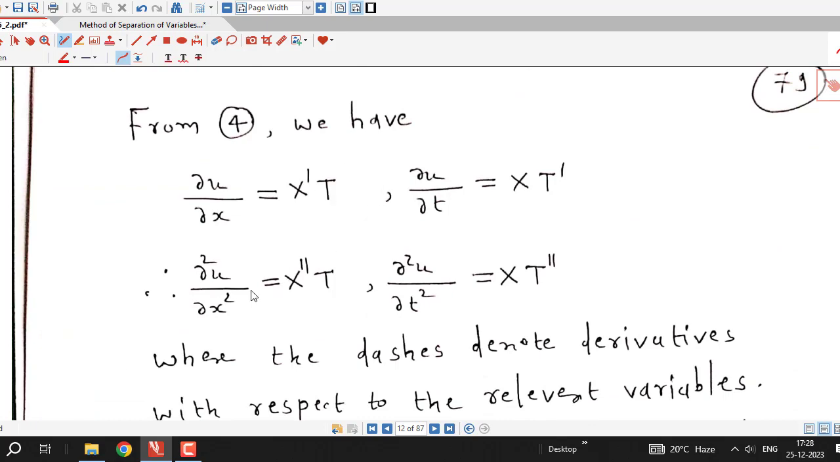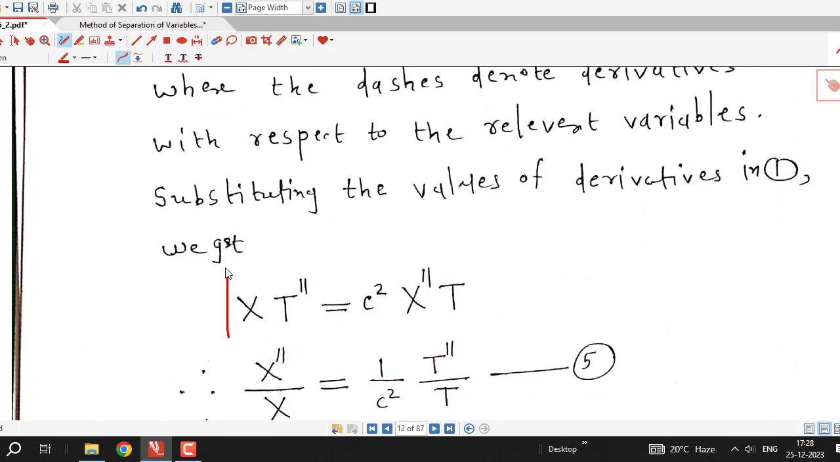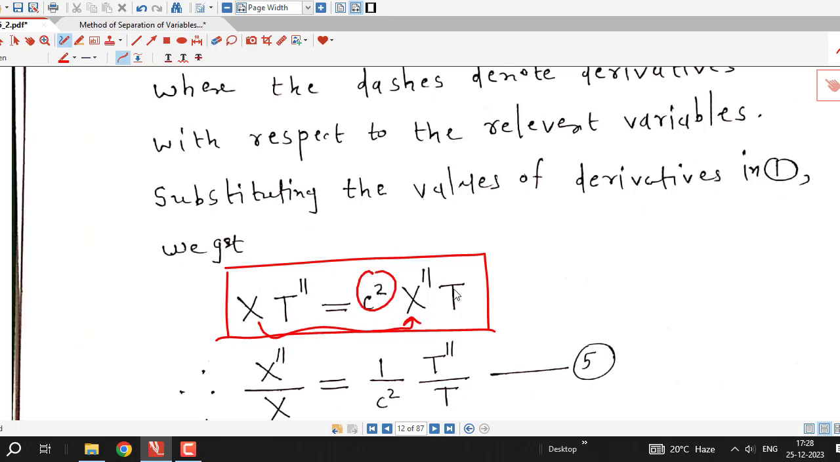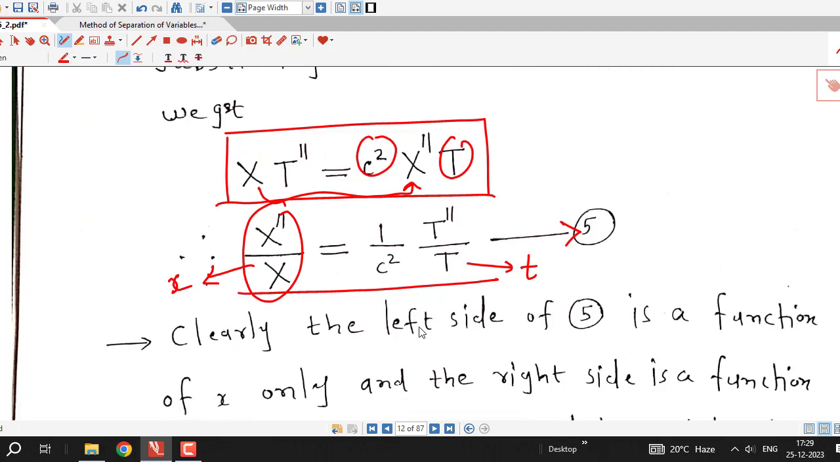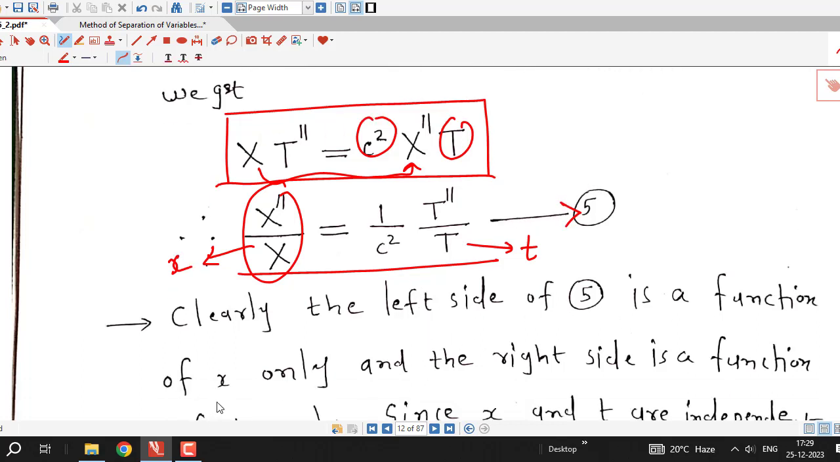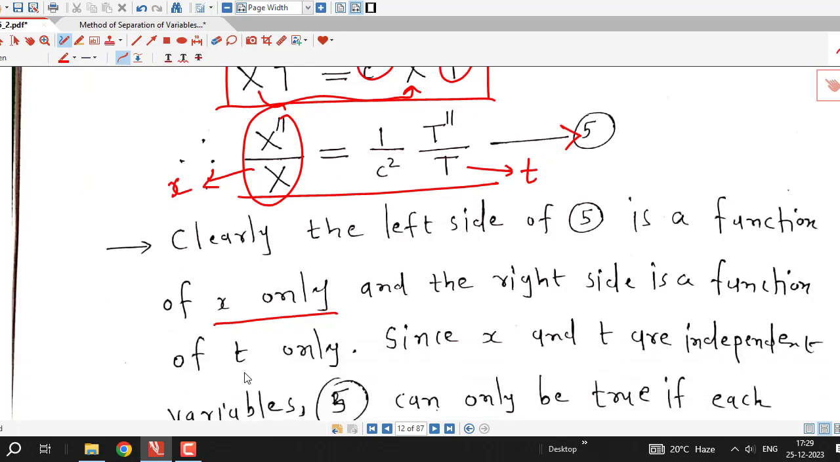So, here I have written how these derivatives are obtained, and substituting them into the wave equation, we have X times T double dash equal to c square X double dash times T, and we transfer this X to one side, and this c square T is taken in the denominator here. And now we can observe that in this equation, the left hand side is a function of x only, the right hand side is a function of t only, and these two functions are equal, and x and t are independent variables. So, this equality given by number 5 can hold if and only if both sides are equal to the same constant.